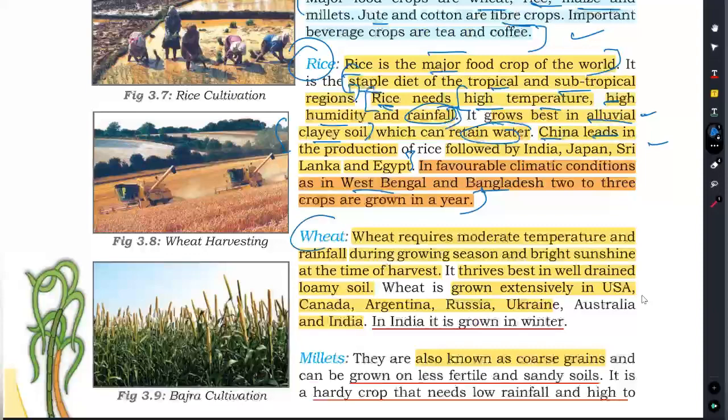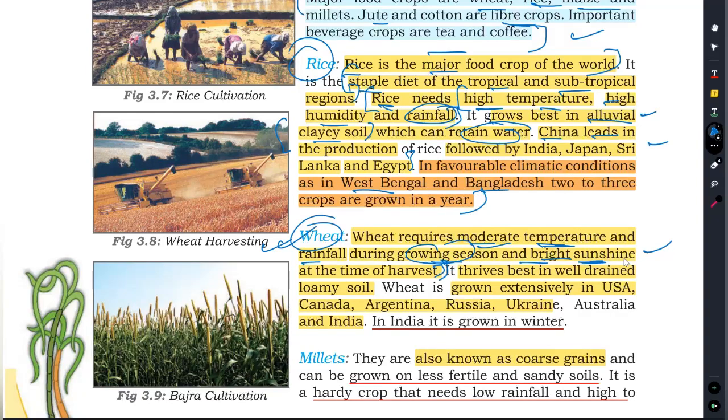Now let us look at wheat. In all these types of crops, what you need to remember are the regions where they are grown and some of the characteristics they require for cultivation. Wheat requires moderate temperature and rainfall during the growing season and bright sunshine at the time of harvest. This is also very important. They might ask you which is the very important requirement for the production of wheat. It requires moderate temperature and rainfall in the growing season, whereas it requires bright sunshine during the time of harvest.